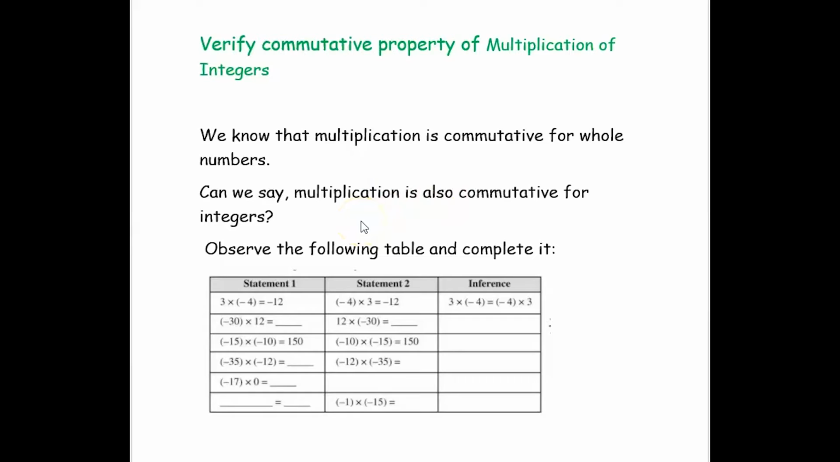For whole numbers we have studied, commutative means A into B should be equal to B into A. Whatever the way we multiply the numbers, our answer should be same. So that we will call it as commutative property. So now we are going to verify it for integers. Observe the following table and complete it.